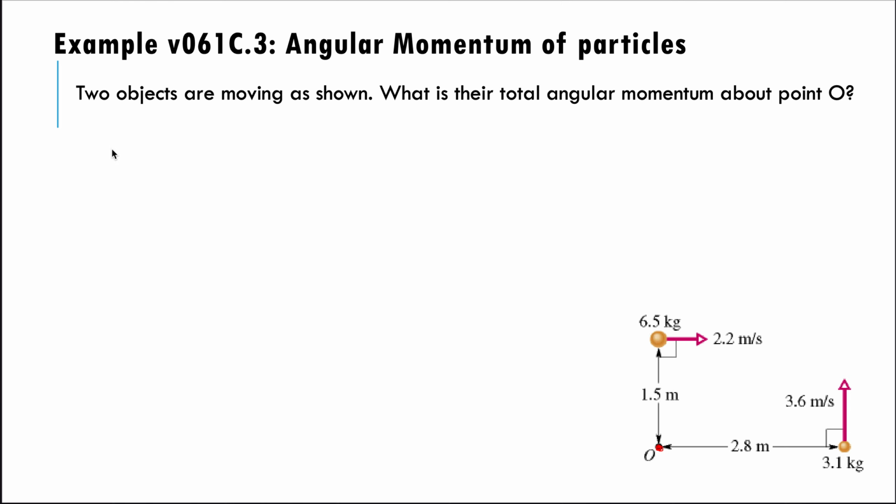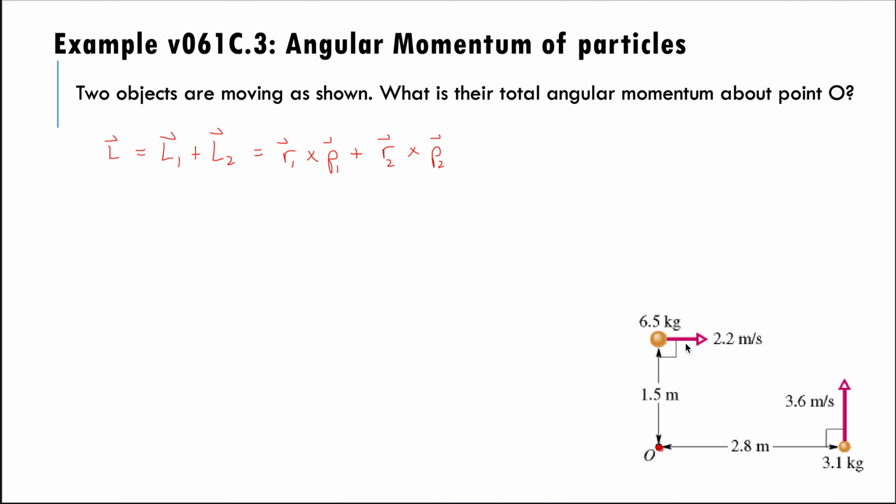To do this problem, we're going to use the definition of angular momentum for particles, which is L equals r cross p. But we know that the angular momentum is going to be the combination of the angular momentum of object 1 plus object 2. So we're going to use r cross p for each one: r cross p for number 1, and then r cross p for number 2.